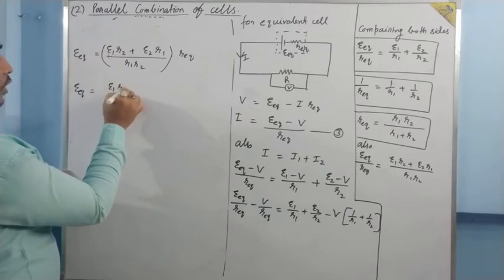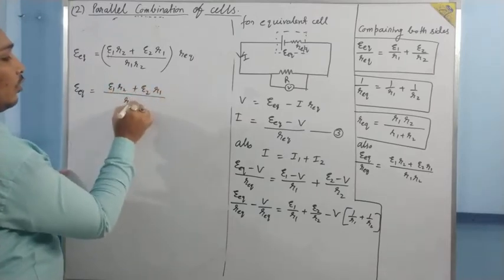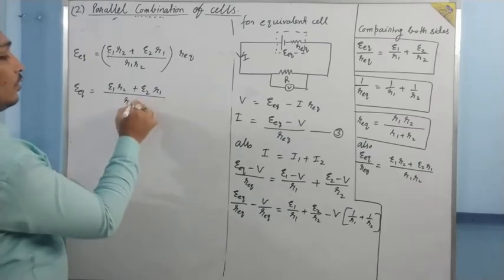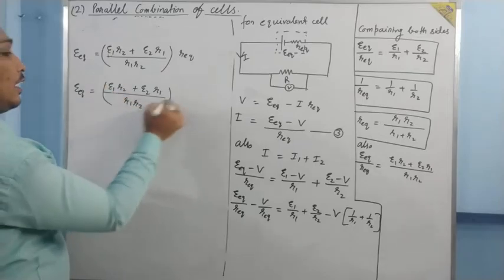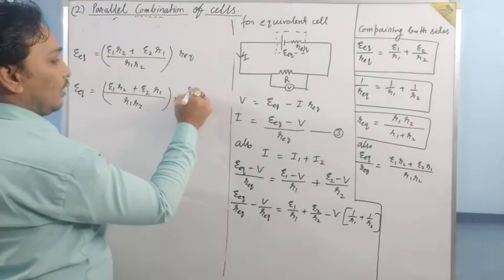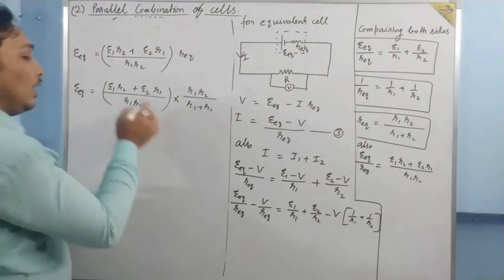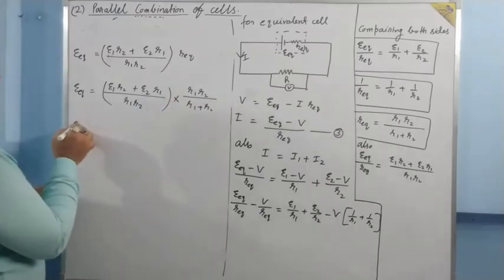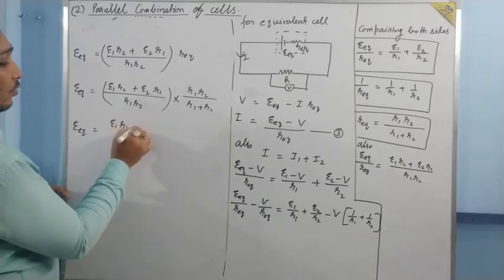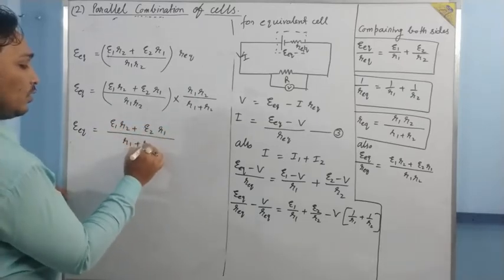Now E equivalent will be E1 R2 plus E2 R1 upon R1 R2, sorry, it should be R1 R2, and it is multiplied with R equivalent. The value of R equivalent is R1 R2 upon R1 plus R2. R1 R2 will be cancelled out, and then we have the formula of E equivalent. It is E1 R2 plus E2 R1 upon R1 plus R2.